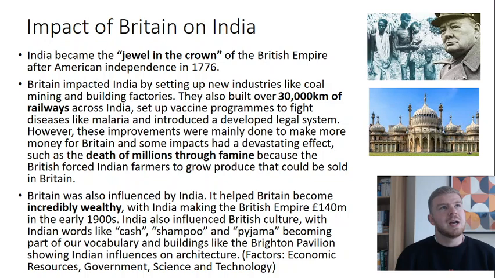However, it's important to hold all those improvements in your head on one side, but also remember that many of those improvements, if not all of them, were done to make more money for Britain. They weren't necessarily done because of a love and a care for the Indian people. And some of the British actions really show that. On the top right, you've got a picture of the Bengal famine, where millions of Indians in that region died in part because the British forced Indian farmers to grow produce that could be sold in Britain. As a result, they ended up not having enough food to feed people in the region.